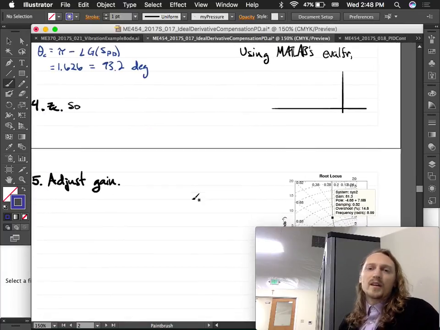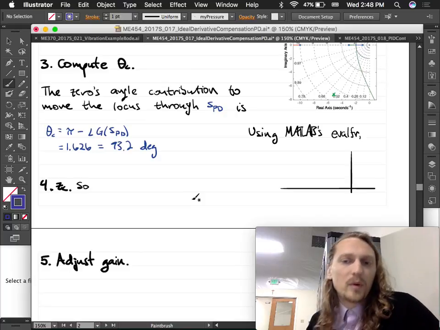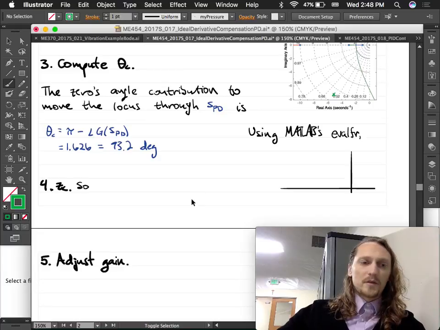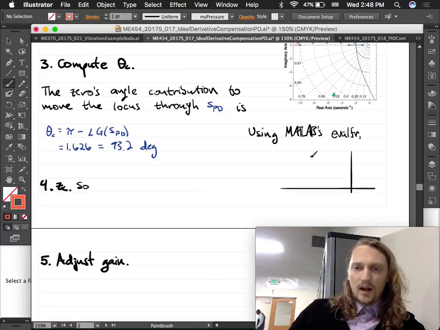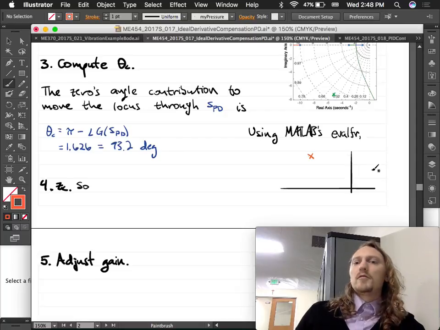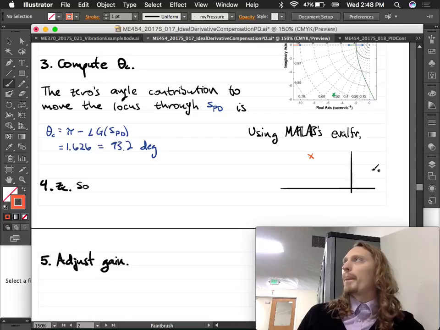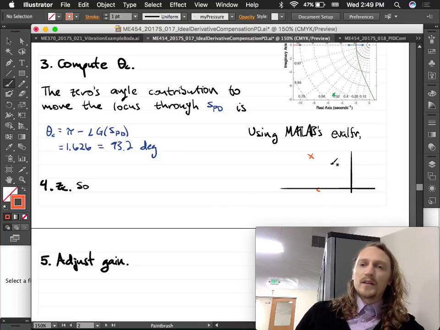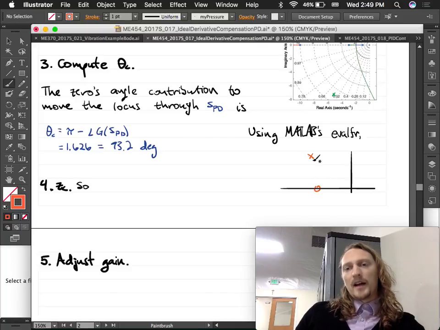Okay. Now let's do a little geometry, or a little trigonometry here. So we'll put our desired pole location, the positive one, out there. We're just going to deal with the positive one. So we want it to be there. And we have to put a zero somewhere so that it contributes this 93.2 degrees. So by my reckoning, you'd have to be not quite below it, but a little bit to the right of it.